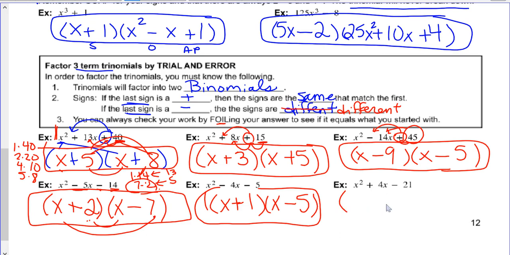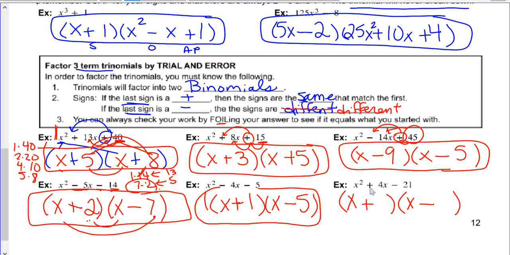You may want to pause it and see if you can do this one and come back and see if you get the right answer. The last sign is a minus, so they are different inside. I normally just put plus minus. Split up our x squared, so we get an x and an x. And what do we multiply to get 21 that we subtract to get 4? Well, the common factors for 21 are 7 times 3. When I subtract them, I do get 4.